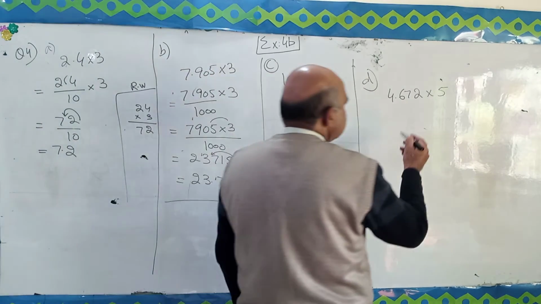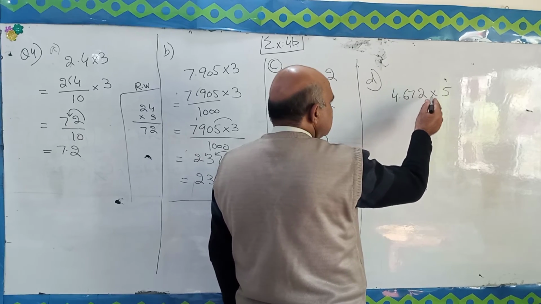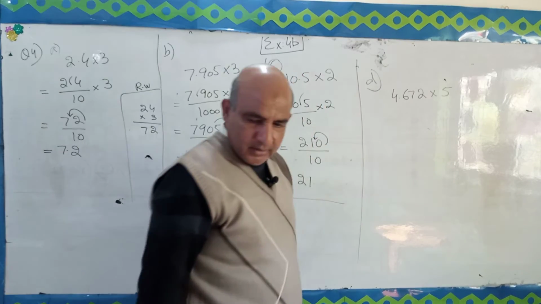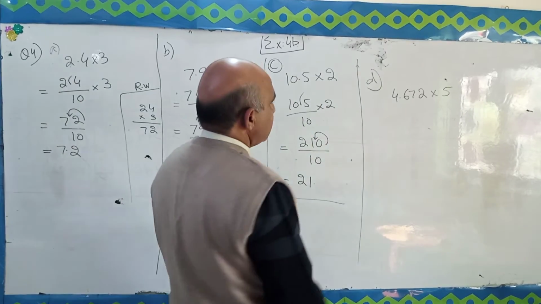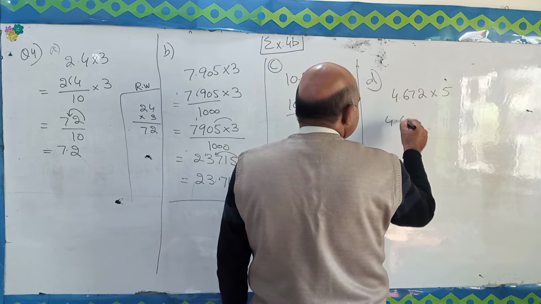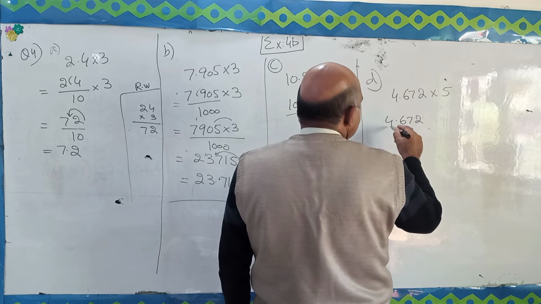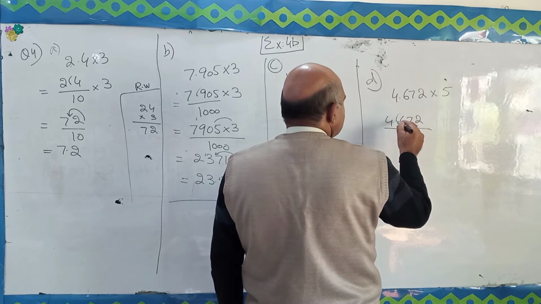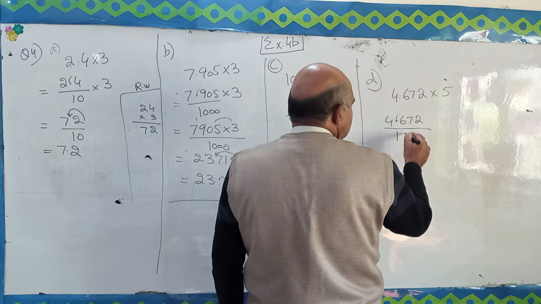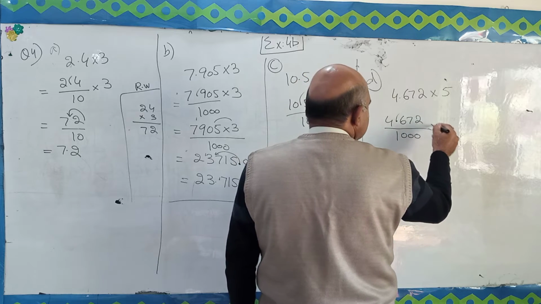The next question is saying 4.672 into 5. Now he's saying multiply by 5, so 4.672 over, we'll move the decimal point, write 1, 2, 3 zeros, times 5.